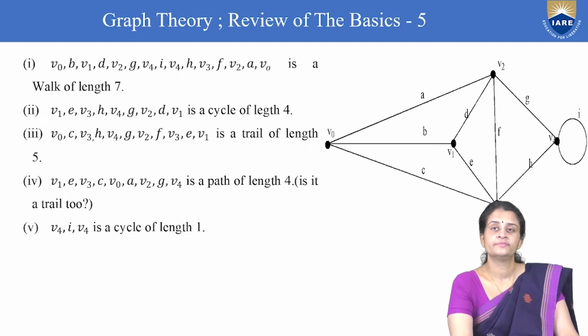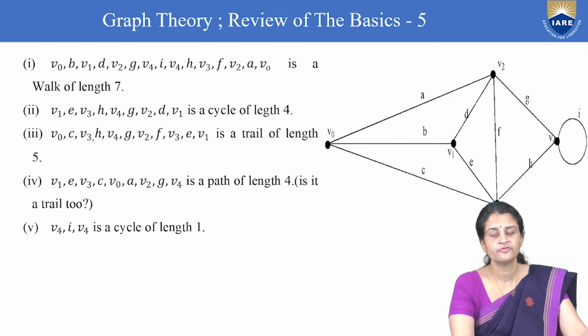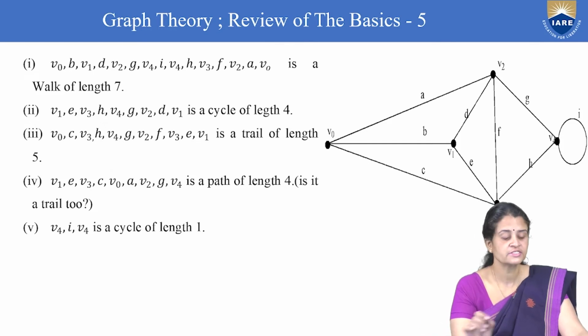Now consider this figure. We have already seen the length of a walk is termed to be the number of edges occurring in it. Now consider this first figure. First case, we are starting from V0, going through B to V1. Then through D we are going to V2. Through G, V4. Then I, V4 itself. H, V3. F, V2. Then A, V0. Starting and ending the walk.